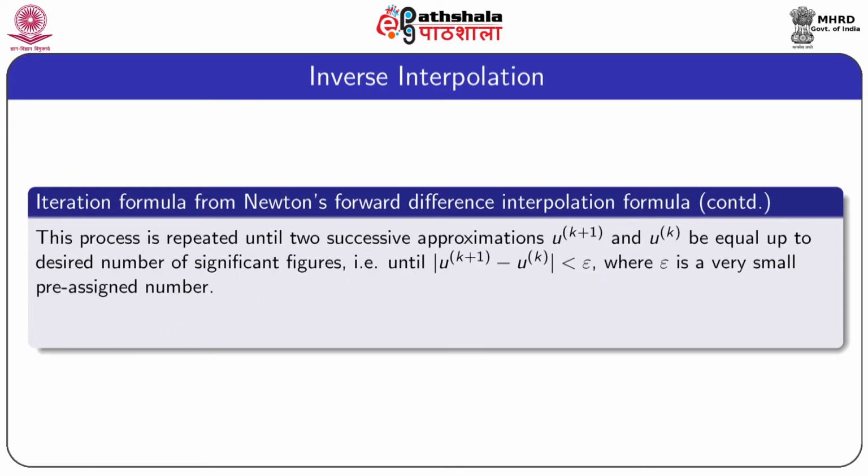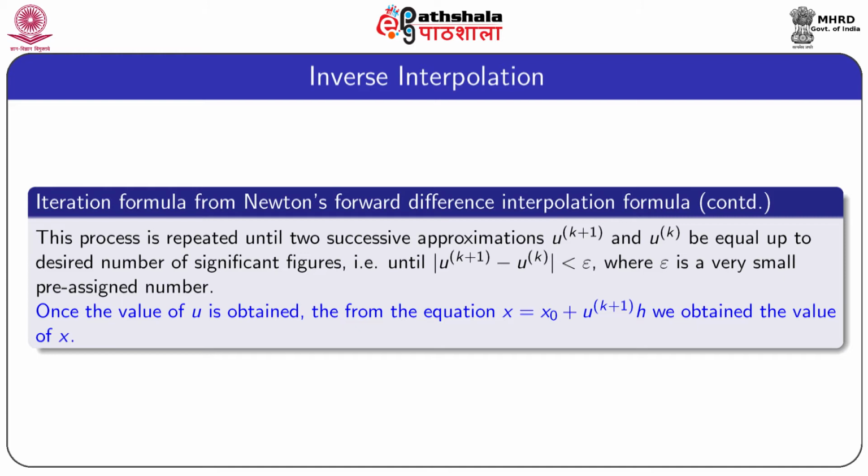Now, this process is repeated until two successive approximations, that means the value of u at k plus 1 iteration and the value of u at kth iteration, are equal up to a desired number of significant figures. That means the absolute value of u k plus 1 minus u k is less than epsilon, where epsilon is a very small positive pre-assigned number. Once the value of u is obtained by iteration method, then from the equation x equal to x0 plus u k plus 1 into h, that means this expression x0 plus the k plus 1 approximate value of u into h gives the final value of x.